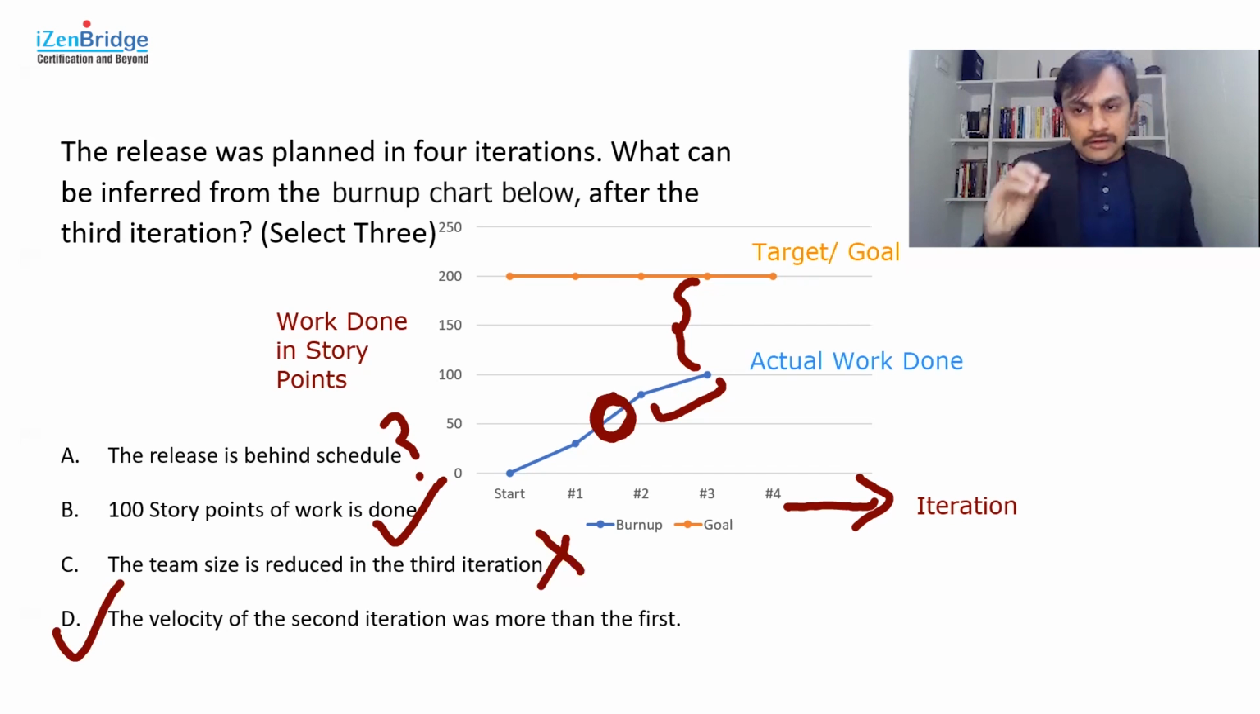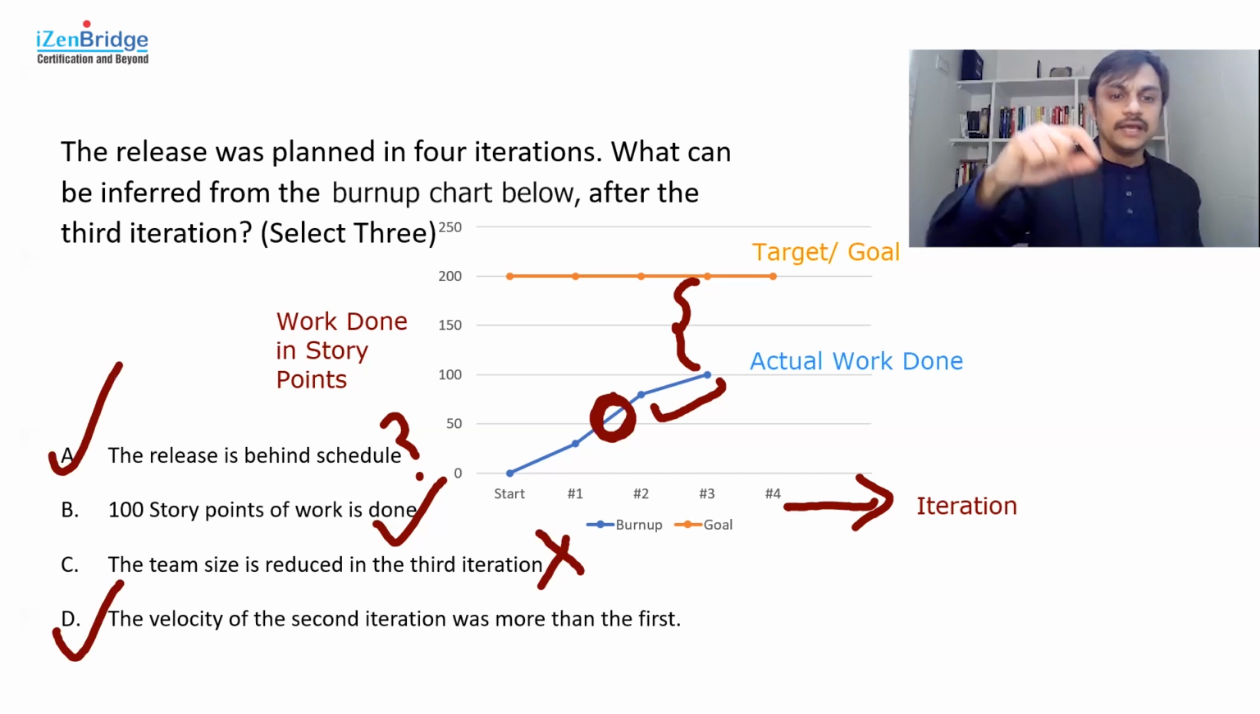For A, without much assumption, I can interpret that things seem to be behind because we are left with 50% of what we have to do, and we are left with only 25% of the time, whereas the team size, which is in option C, is clearly not coming as a clear indicator from this graph. So if I have to choose the answer, I will go with A, B, and D, which means option C is something which cannot be inferred from this particular burn up chart.